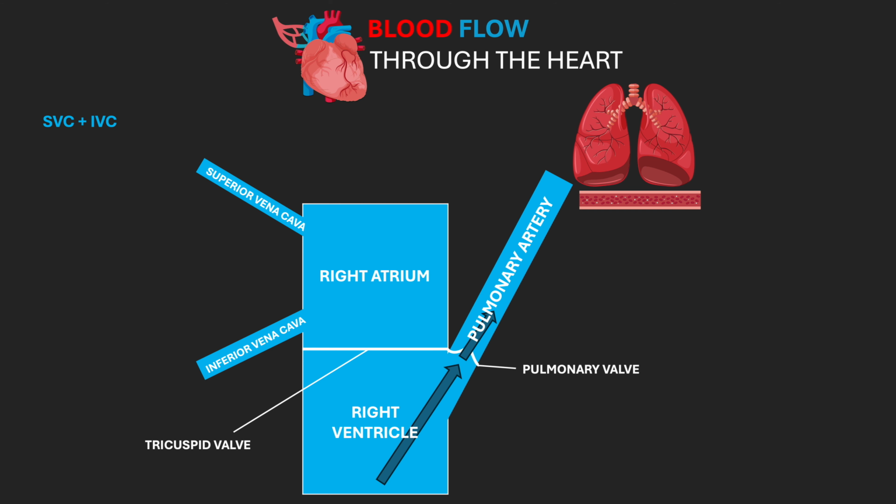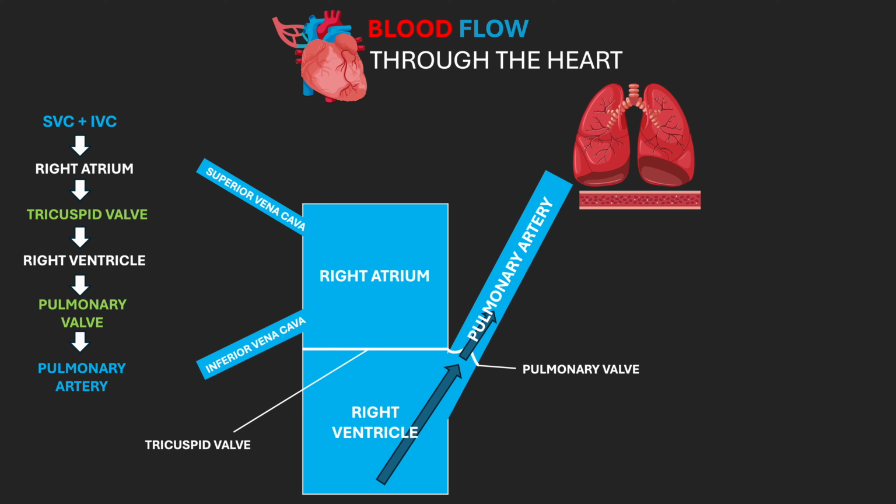So recapping here, we have the blood that comes from the superior vena cava and the inferior vena cava, which drain into the right atrium. Then blood moves to the right ventricle via the tricuspid valve, and then from the right ventricle, blood moves via the pulmonary valve into the pulmonary artery, which then moves the blood to the lungs. This is a summary of the right side of the heart.